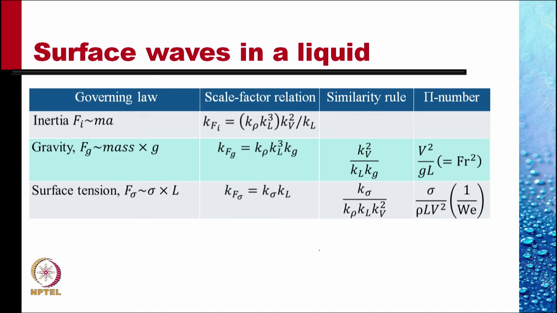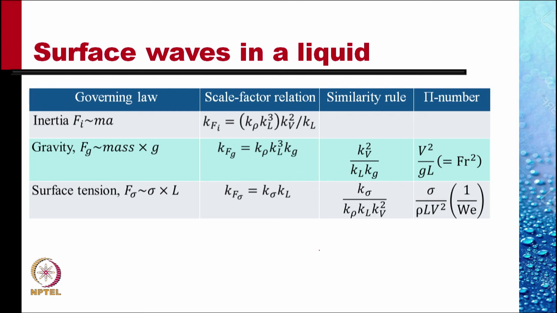And we convert these forces into pi numbers. Three forces, so we get two pi numbers as the ratios. Using the same process that we followed earlier, we write the scale factor for inertial forces. We write the scale factor for gravity forces, mass times g. So Kf for gravity would be K rho KL cubed for mass and Kg. For surface tension, which is like sigma times L, Kf for surface tension would be K sigma times KL.